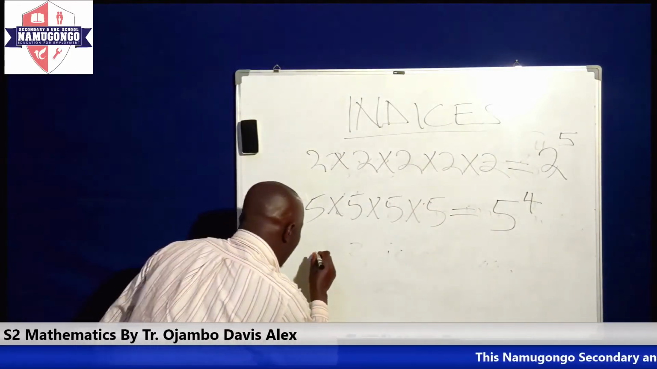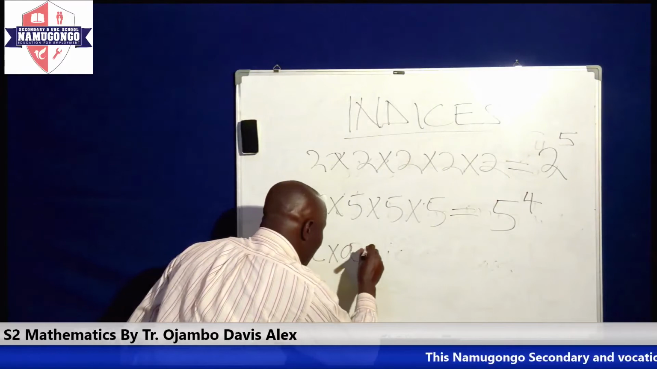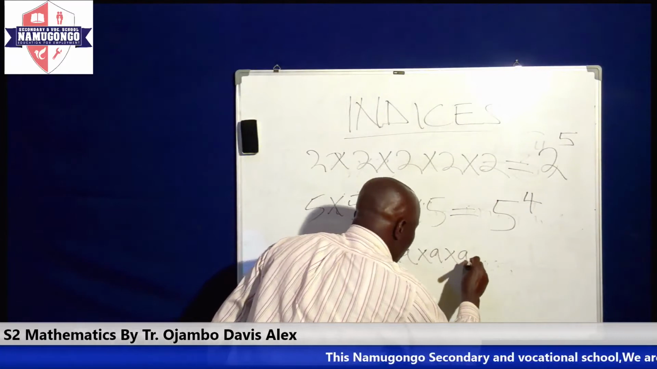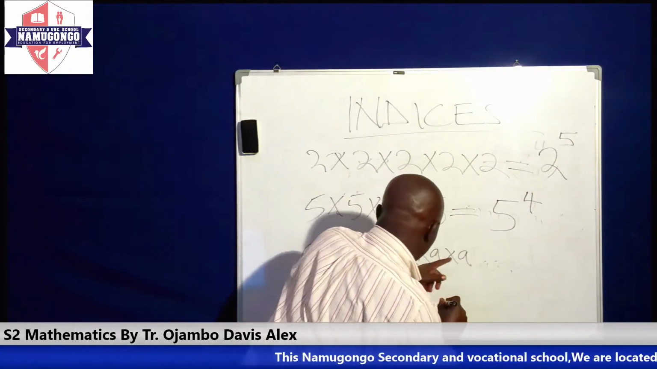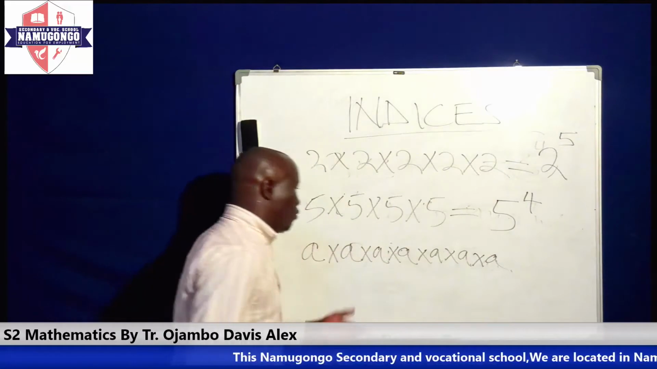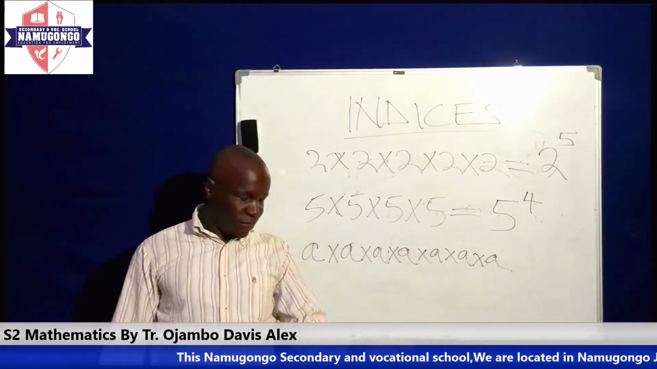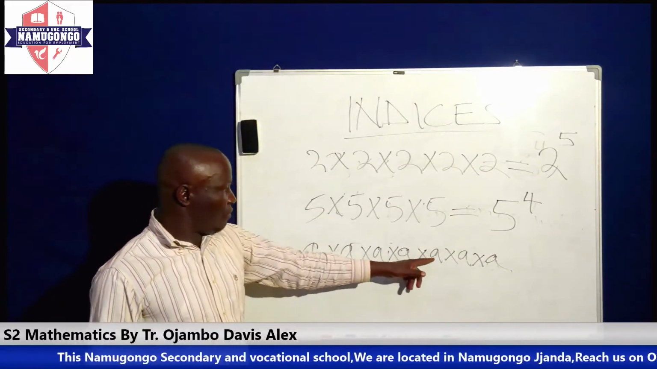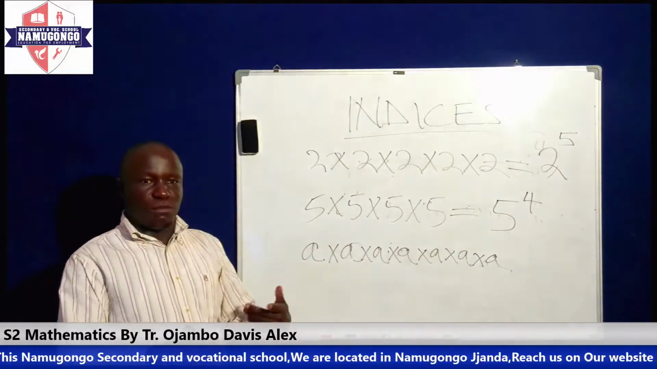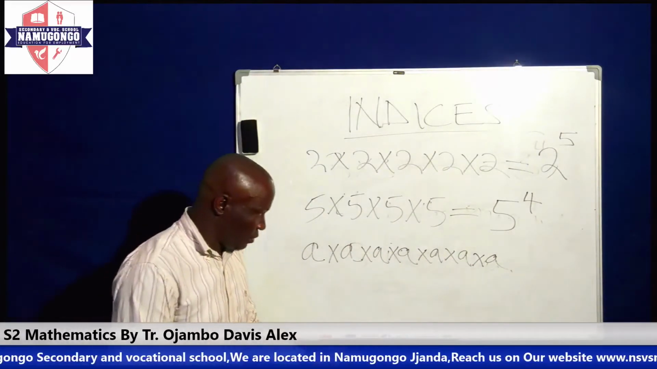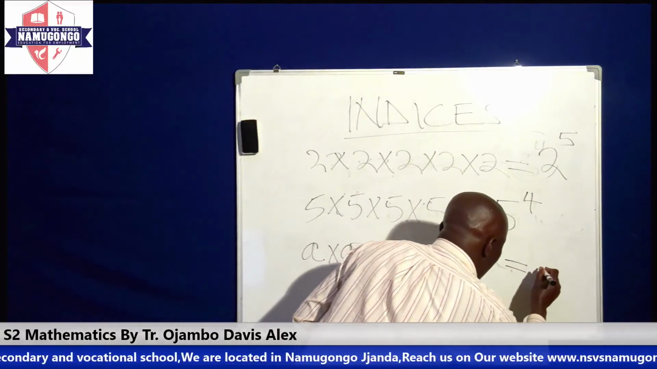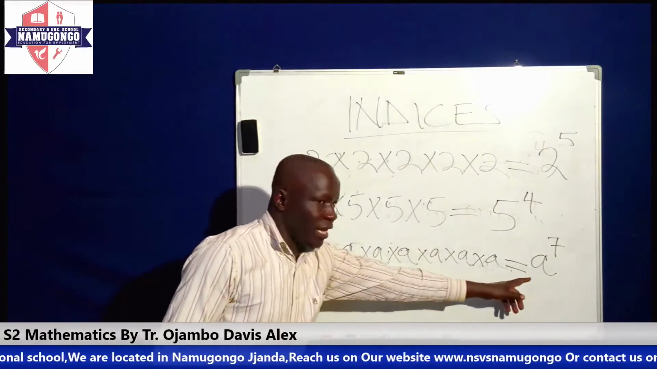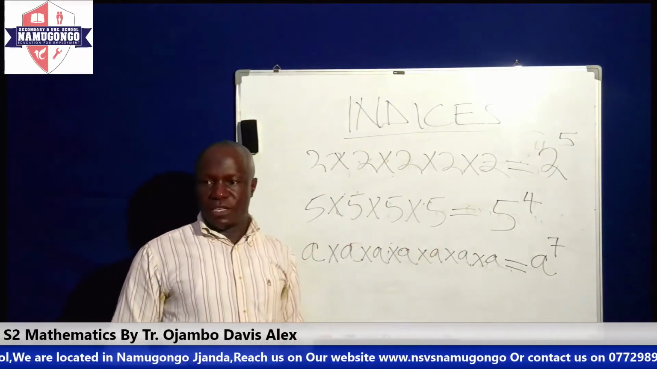We can also have another expression, which is A multiplied by A, multiplied by A, multiplied by A, multiplied by A, multiplied by A, multiplied by A. You can count the number of times A has been multiplied by itself. If you count 1, 2, 3, 4, 5, 6, 7, A has been multiplied by itself 7 times. So in index form, this becomes A raised to the power of 7. A becomes the base and 7 becomes the power.